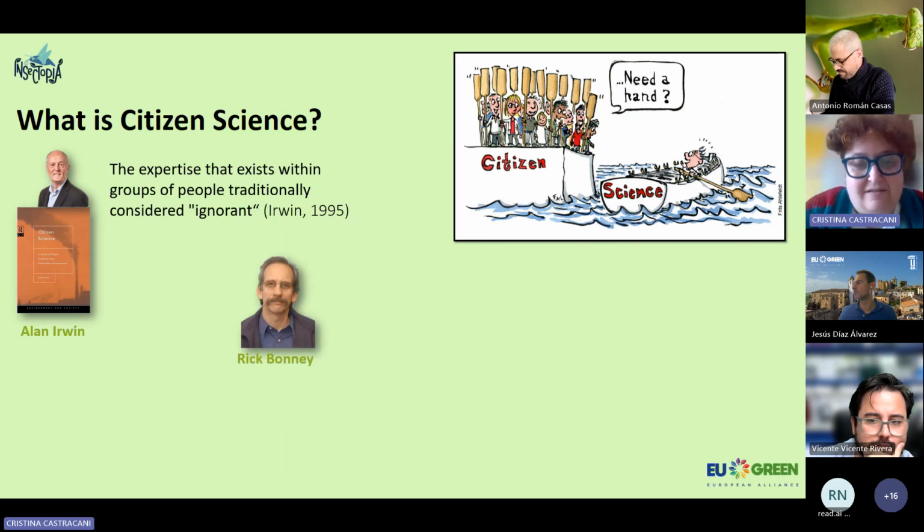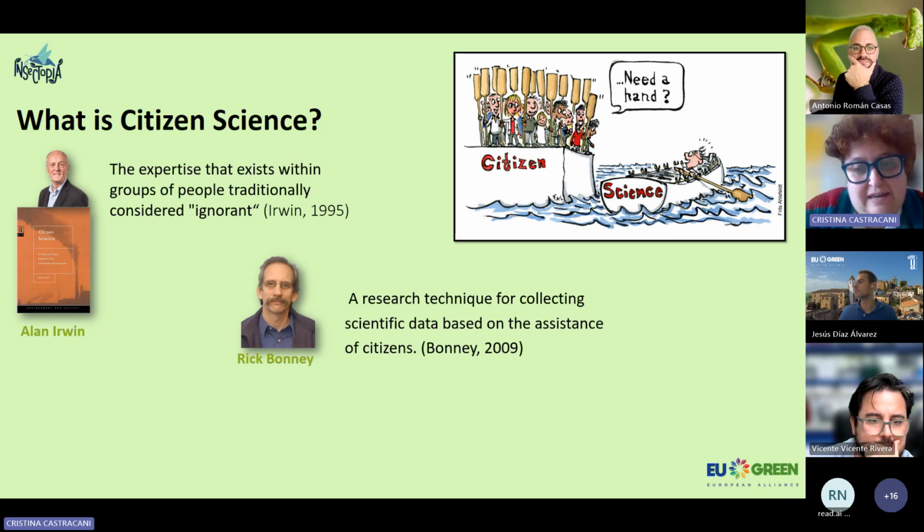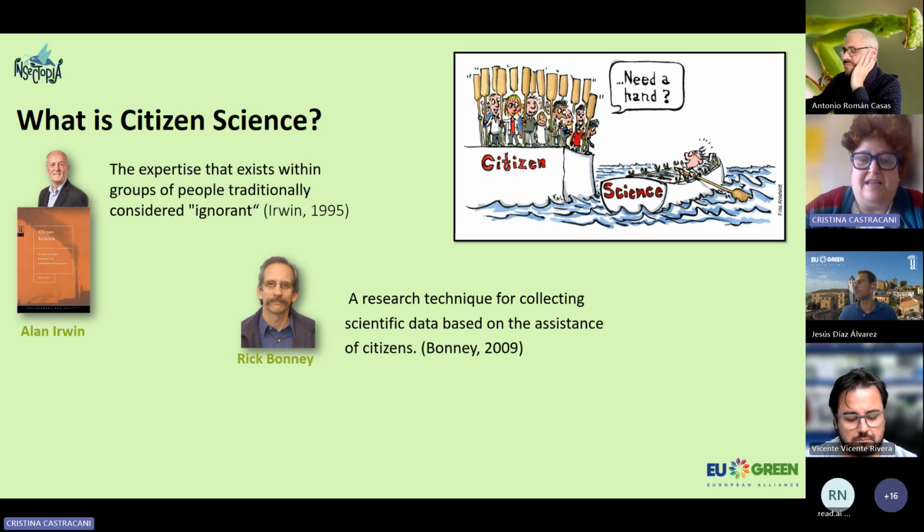On the other side, Rick Bonney, that is an ornithologist, defines citizen science as a research technique for collecting scientific data based on the assistance of citizens. So the definition of Rick is more focused on the idea that citizen science is a research technique, as we have other types of research techniques.